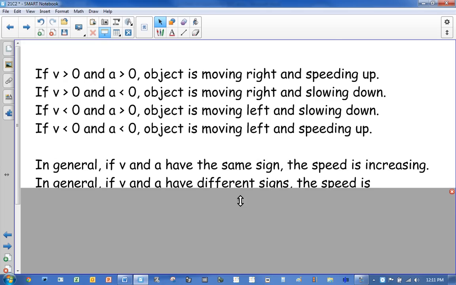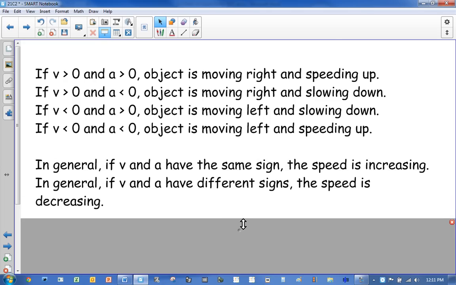So, in general, the only time I was speeding up was when the velocity and acceleration were both positive, or when the velocity and acceleration were both negative. So in general, if the velocity and acceleration have the same sign, then the speed is increasing. Speed, remember, is not something that can be positive or negative. It's just an absolute value. And in general, if velocity and acceleration have different signs, then the speed is decreasing.